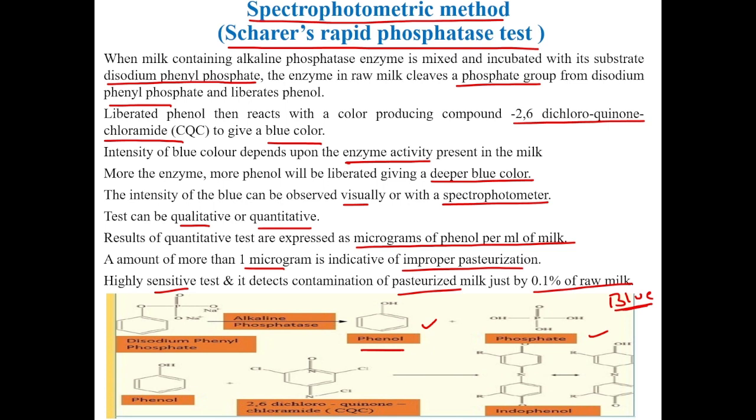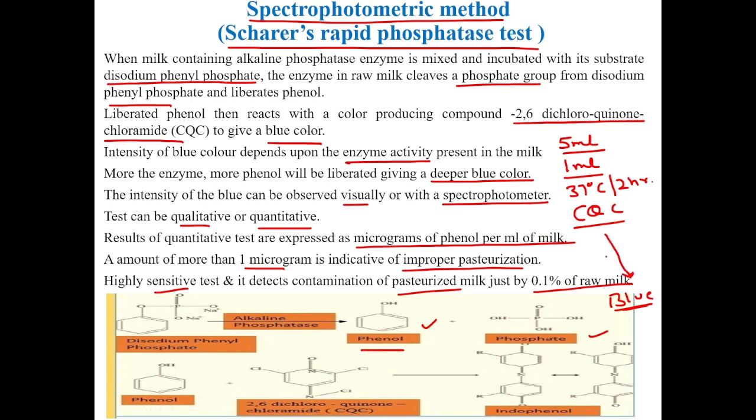So how to do it? Simply, take 5 ml of the substrate, disodium phenyl phosphate, in a test tube, and to which you add 1 ml of milk. Then you incubate the mixture at 37 degrees Celsius for 2 hours, in either a water bath or an incubator. Then you add the CQC, that is 2,6-dichloroquinone chloramide, and you observe the presence of blue color.